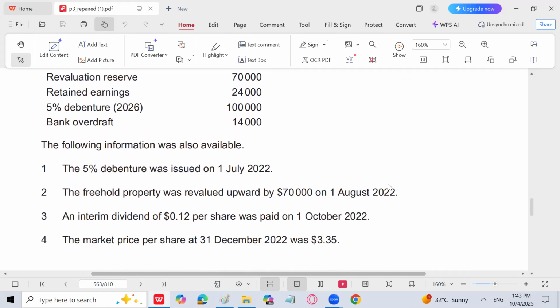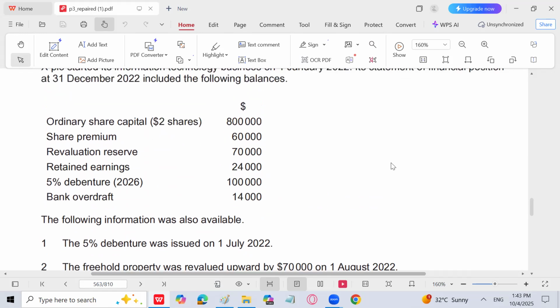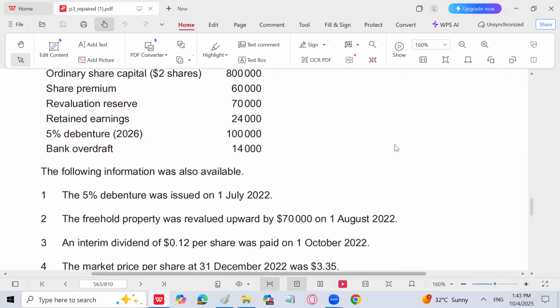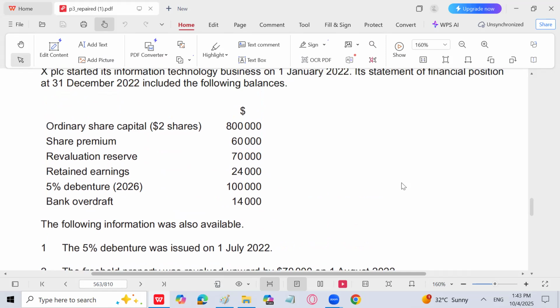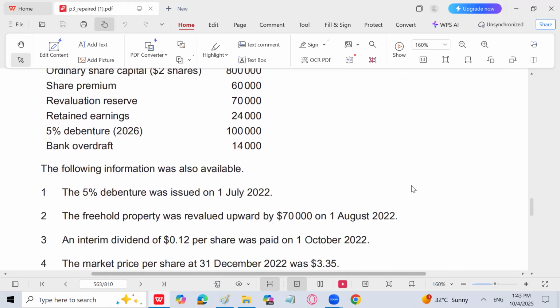Freehold property was revalued upward by 70,000 on 1st August 2022. So property is going to be revalued by 70,000. That's why you are seeing that the revaluation reserve is given in the question with an amount of 70,000.